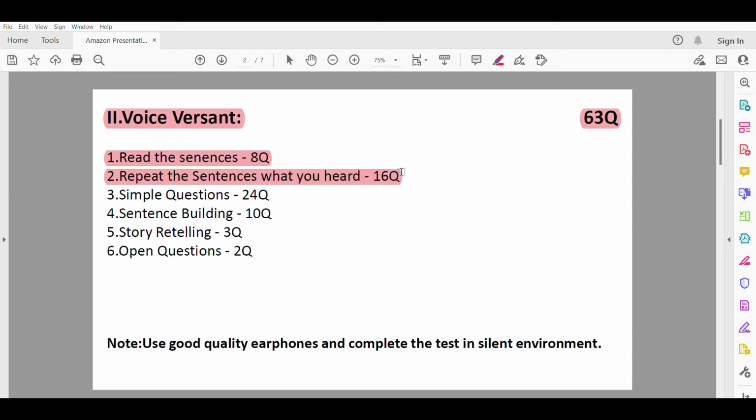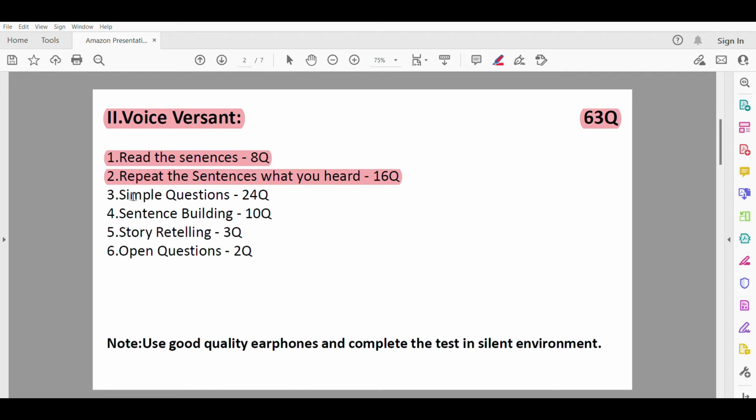You have to repeat what you heard. This is the sentence. Please listen very carefully to the sentence they tell. Sometimes the voice may be a male voice or sometimes a female voice, but you have to listen clearly, sit in a noiseless environment, and speak the sentences you heard.